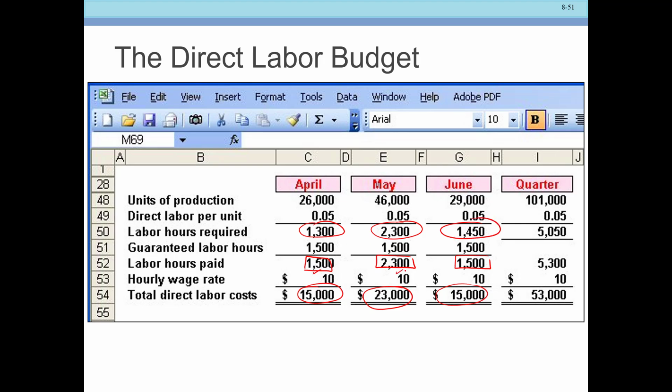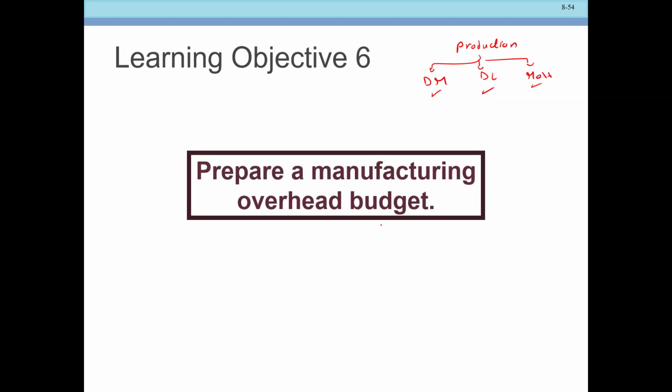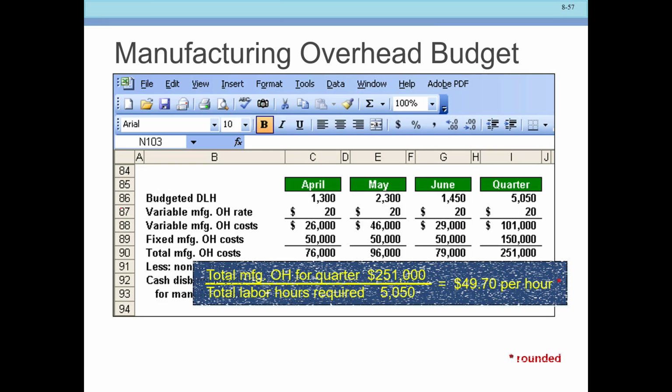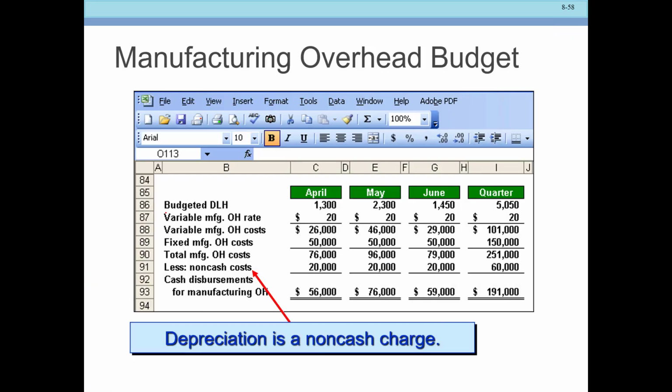Why I didn't take those? Because those are only for the sake of preparing the direct labor budget. So I will start here with the number of labor hours, the actual one, the 1,300, and I will multiply it by the variable manufacturing overhead rate, which is given in the question, to reach the variable manufacturing overhead. And then I will add the fixed part, which is also given in the question, to reach the total manufacturing overhead cost. So this is the total manufacturing overhead cost.